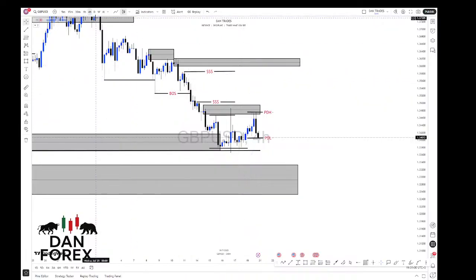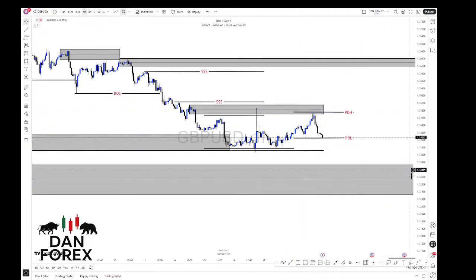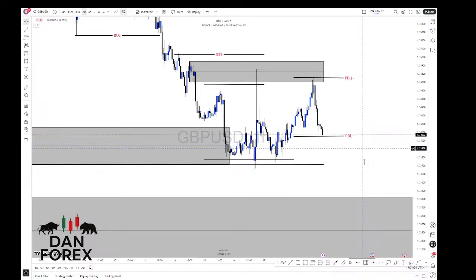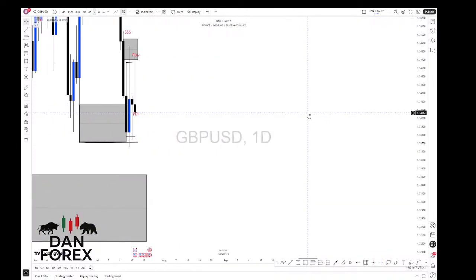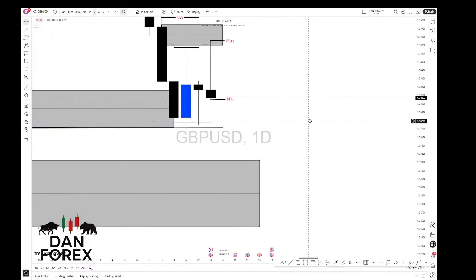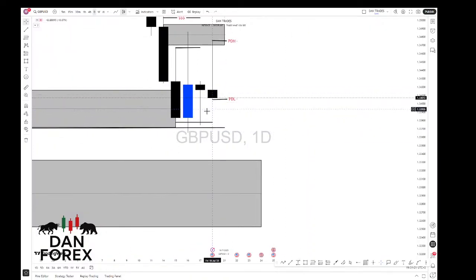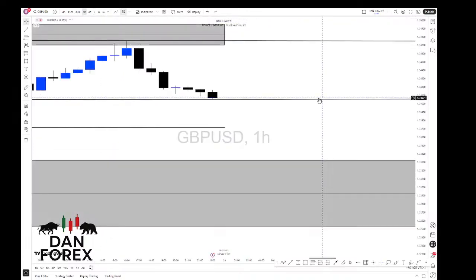Okay, now let's move to 1 hour. So on 1 hour, remember we are looking for a point of interest so that we can have a buy. And let's try and look for it on a daily. Okay, 1 hour.